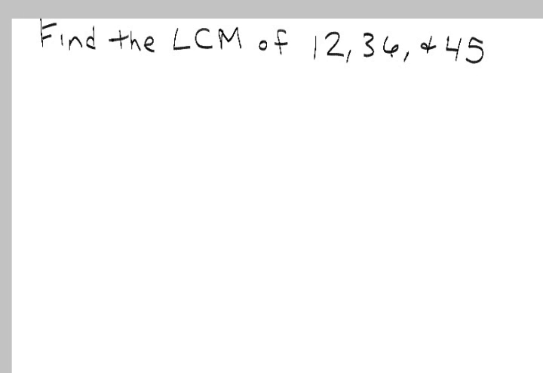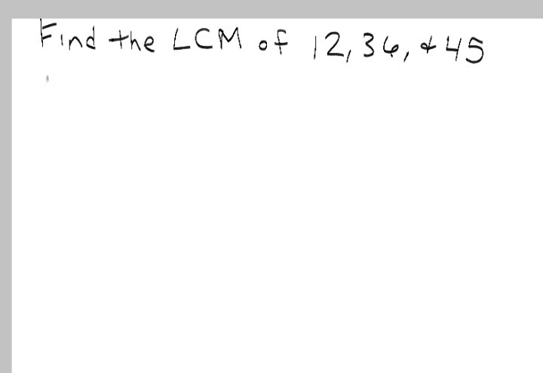Hi, in this video we're going to look at an example about how to find the least common multiple of three numbers. So, for instance, if we want to find the LCM of 12, 36, and 45, the easiest way to do so would be to use the prime factorization method. So first we're going to start by doing the prime factorization for each of the numbers.